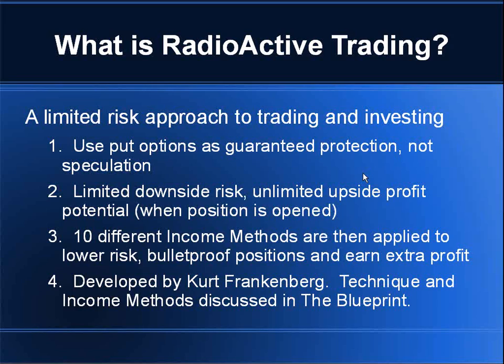The positions we enter, of course, have a limited downside risk and unlimited upside profit potential when the position is opened. And then after that, what we're going to see tonight is there are 10 different income methods that are then applied to lower the risk, potentially bulletproof the position. Bulletproof means when our guaranteed exit is higher than our cost basis into the position, and potentially earn extra profits. The full technique and the income methods are only discussed in the blueprint, and that's Kurt's flagship product at radioactivetrading.com.